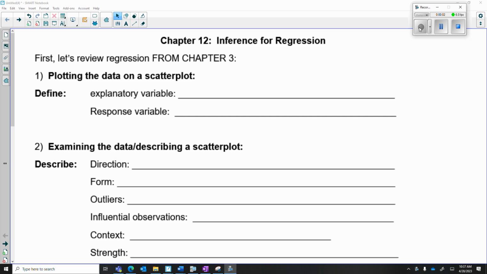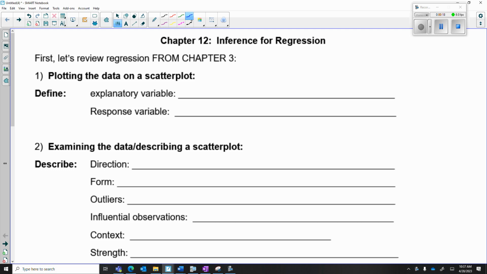This video is going to recap and review regression, which is chapter 3, and then we're going to talk a little bit about inference for regression. This is good because it's going to help you review for your AP, because we're going to review a topic that some of you told me that you don't remember.